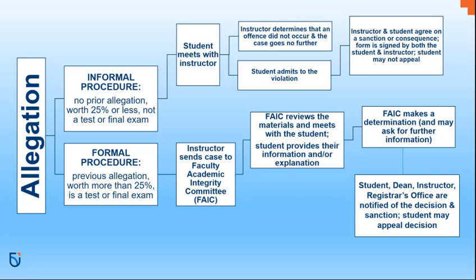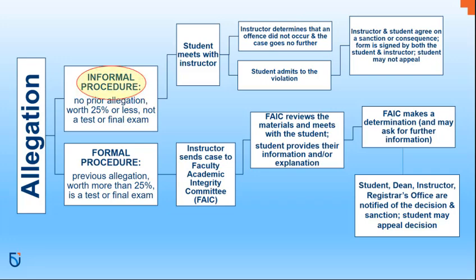In general, the university follows certain procedures. For an informal procedure to be used, there must be no prior allegation. The assessment must be worth 25% or less of the course grade, and the assessment cannot be a test or a final exam. For the formal procedure, there must have been one or more previous allegations. The assessment must be worth more than 25%, or the assessment is a test or final exam.